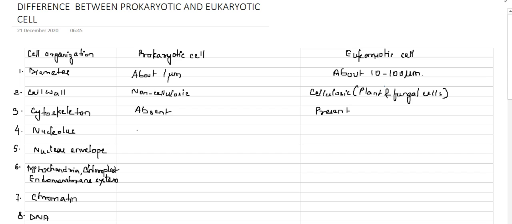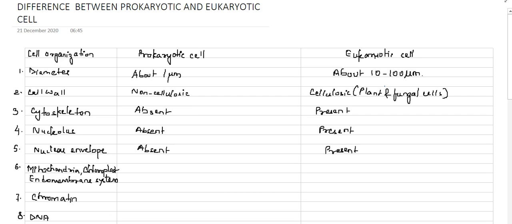Fourth point of difference is nucleolus. The nucleolus is absent because prokaryotic cells do not have a true nucleus. Nucleolus is absent but it is present in eukaryotic cells. We all know that the chromatin material is present in the cytoplasm. There is no nuclear envelope. There is no nucleus in prokaryotic cells. Okay, so the nuclear envelope is also absent in prokaryotes. It is present in eukaryotes.